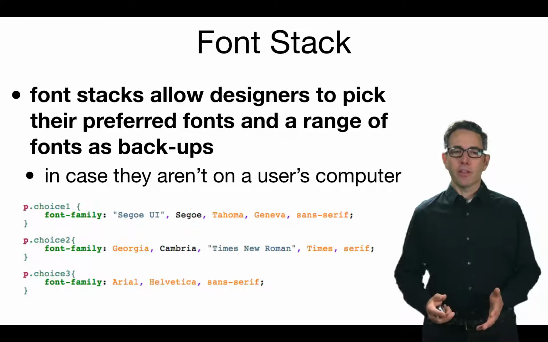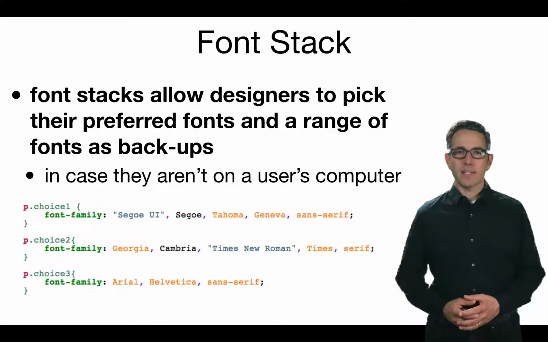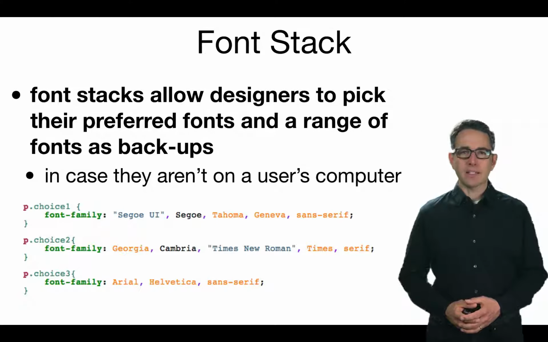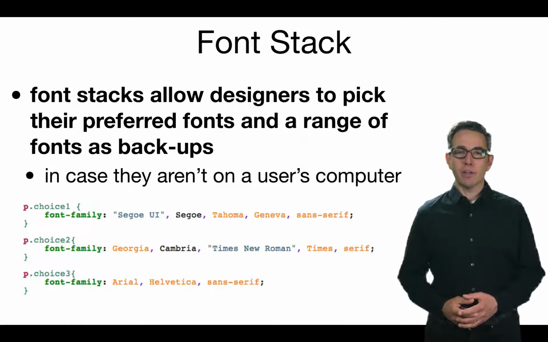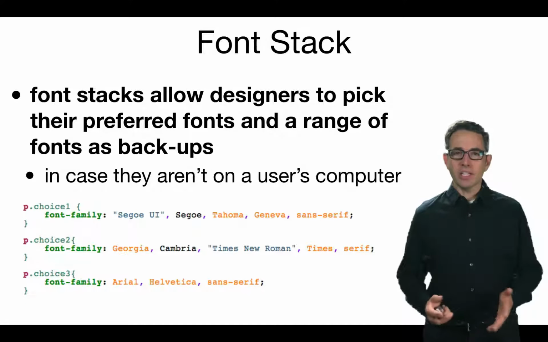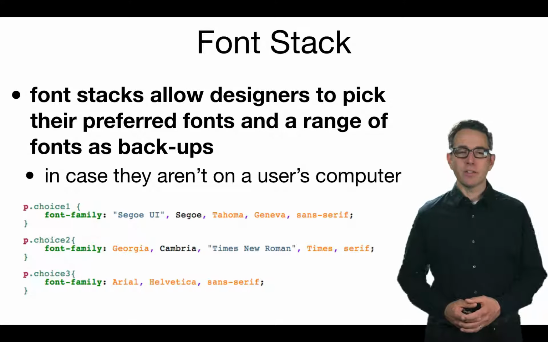So for example, here are 3 selectors for a CSS cascading style sheet. The first one selects all the paragraph tags that have class choice 1. The second selects all the paragraph tags that have class equal to choice 2. And the third selects all the paragraphs that have class equal to choice 3. In the first case, the font family that is preferred for paragraphs with choice 1 class is the, I don't know how to pronounce that, Segoe UI, a particular font that the designer wanted to use.